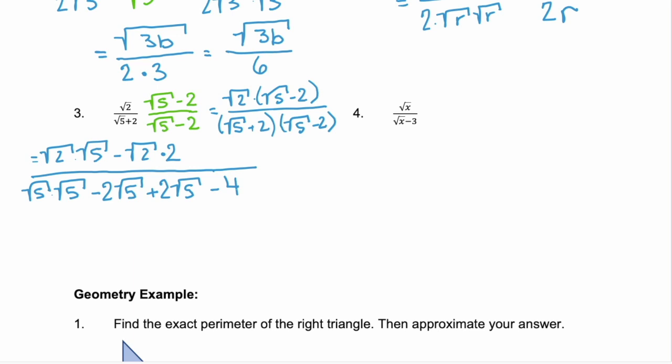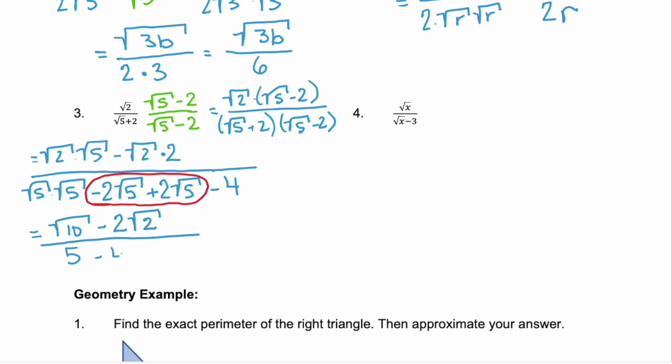And now let's simplify. So the numerator, square root of 2 times square root of 5, remember we can combine them under one square root, so that's the square root of 10, minus the second term, we're going to rewrite as 2 square root of 2, just change the order. And then let's look at this denominator. Square root of 5 times square root of 5 is just 5. And then the second and the third terms, they cancel each other out. So they're gone. So we're just left with 5 minus 4.